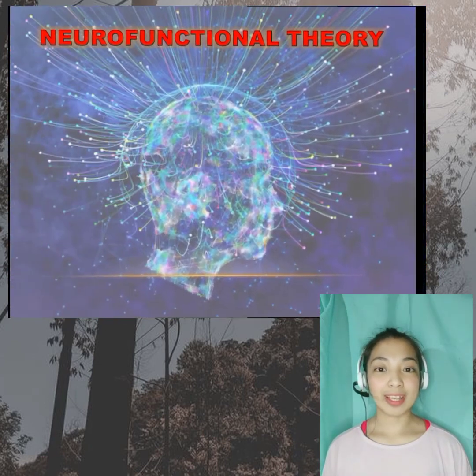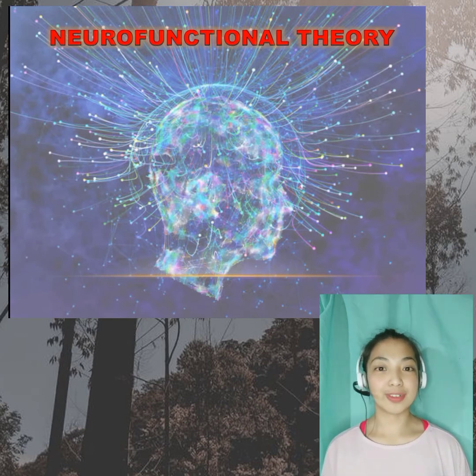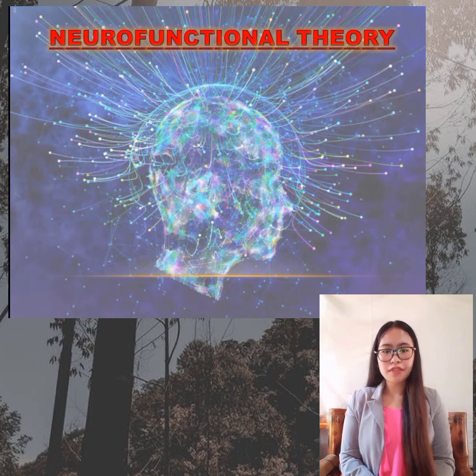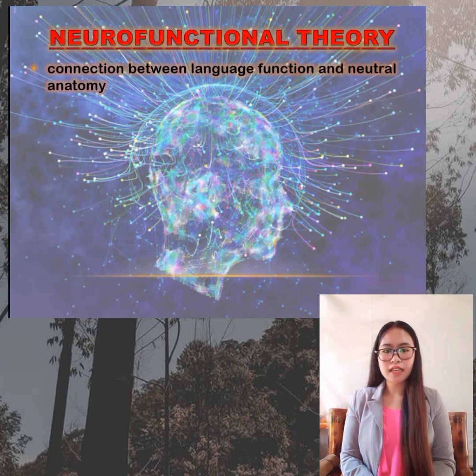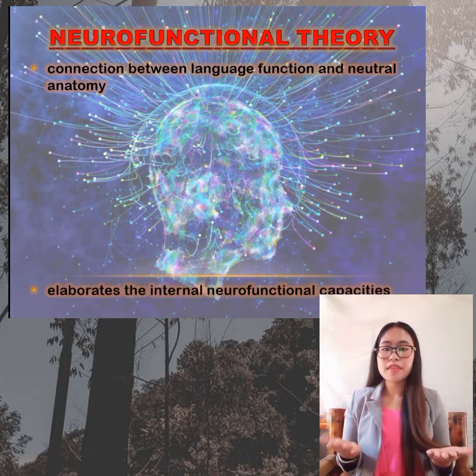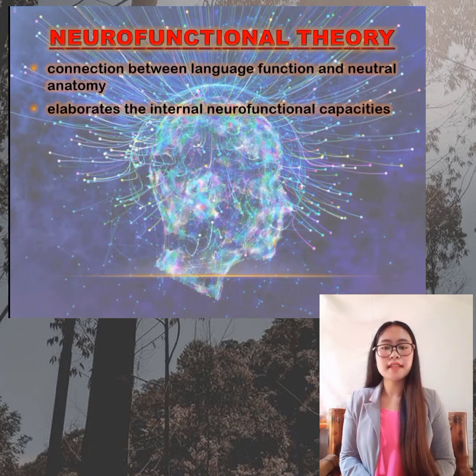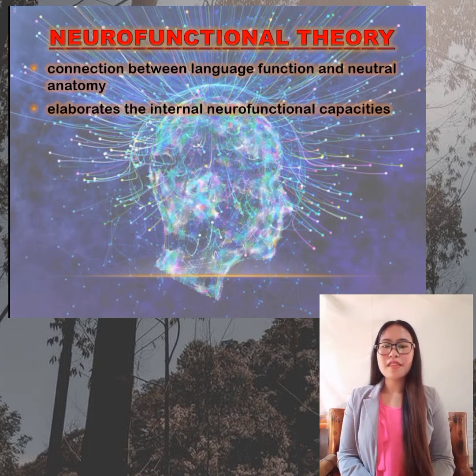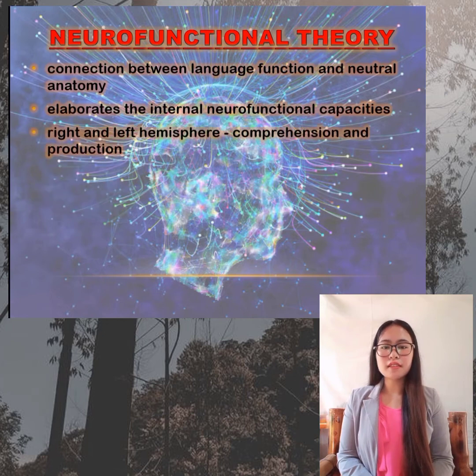Now let's have Megan summarize what neurofunctional theory is. As a conclusion, neurofunctional theory argues that there is a connection between language function and neural anatomy. This precisely elaborates the internal neurofunctional capacity that's responsible for the information acquired. Then, neurofunctional theory considers the involvement of the left and right hemispheres of the brain that is related to the comprehension and production of language.